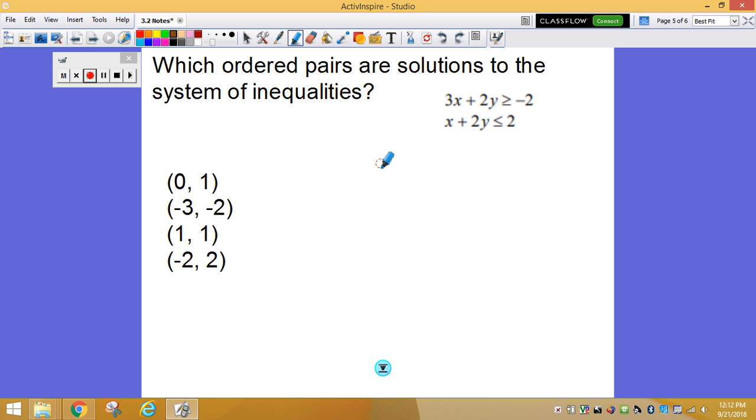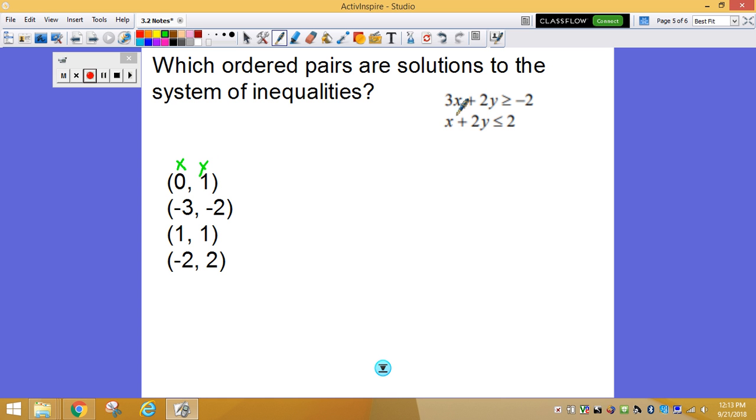Okay, what happens if they don't give you a graph and they want you to see if they're answers? Well, it's not too bad. Remember, ordered pairs are always x and y. Well, actually you have two options. I guess I should first explain that. You could graph these, right? And you could then look at the ordered pairs like we did two problems ago. Or another way you could do it is plug them in.